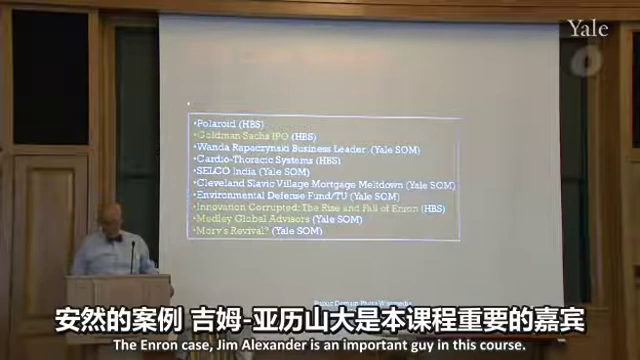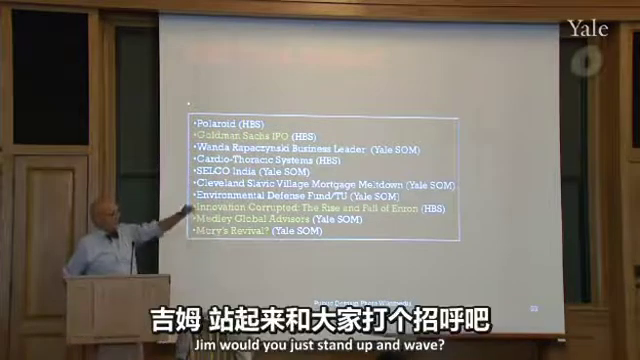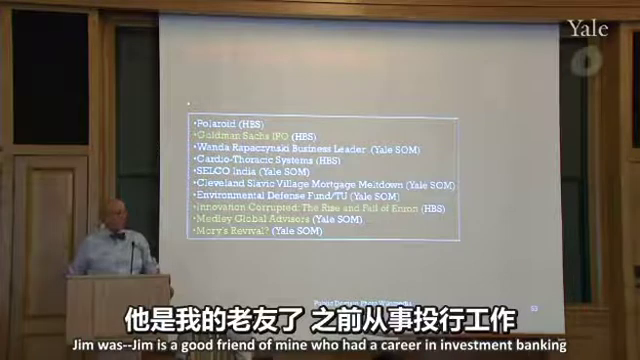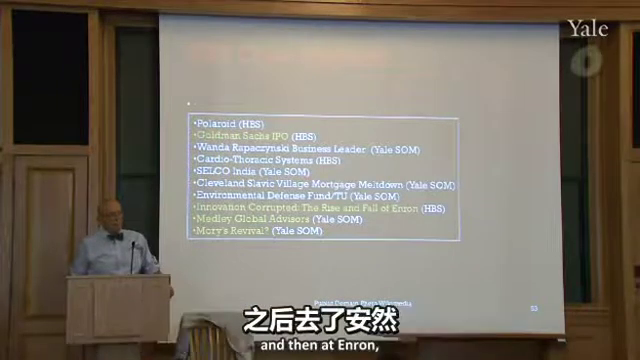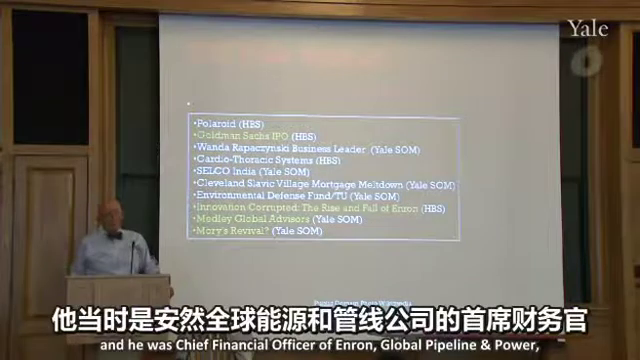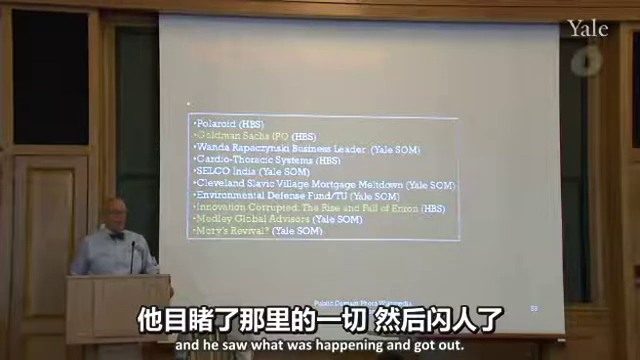The Enron case, Jim Alexander is an important guy in this course. Jim, would you just stand up and wave? Jim is a good friend of mine who had a career in investment banking and then at Enron. And he was chief financial officer of Enron Global Pipeline and Power. And he saw what was happening and got out.